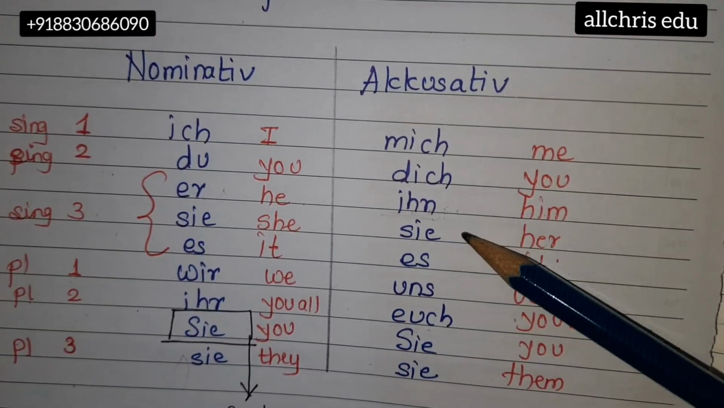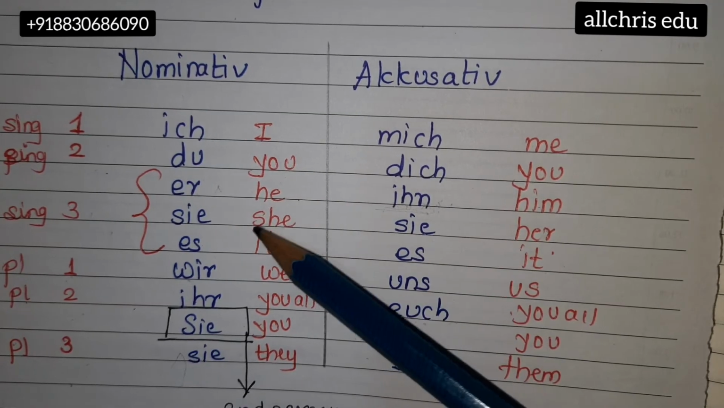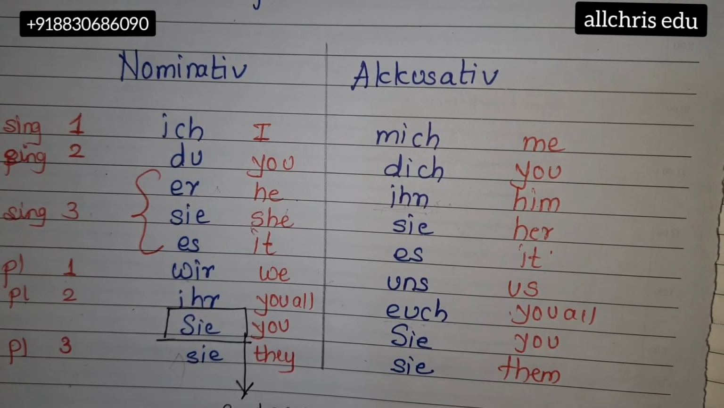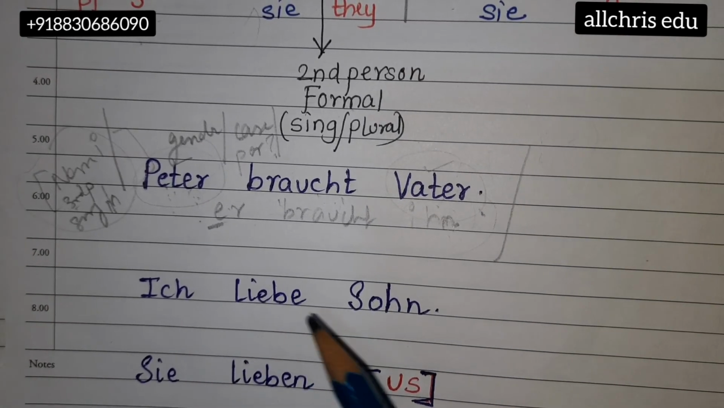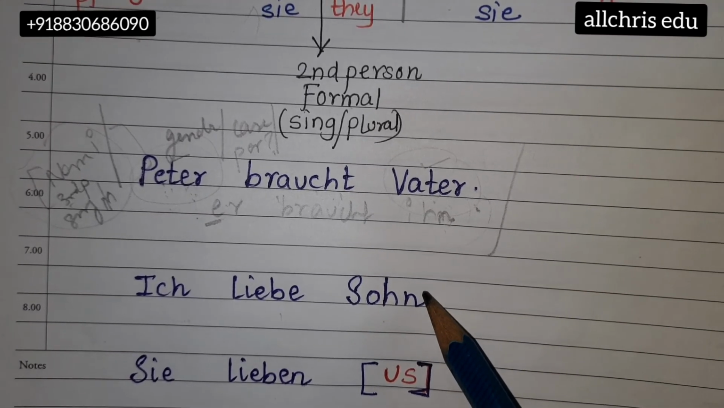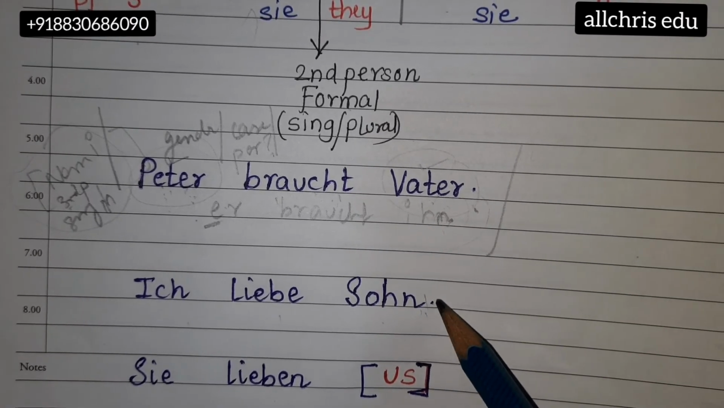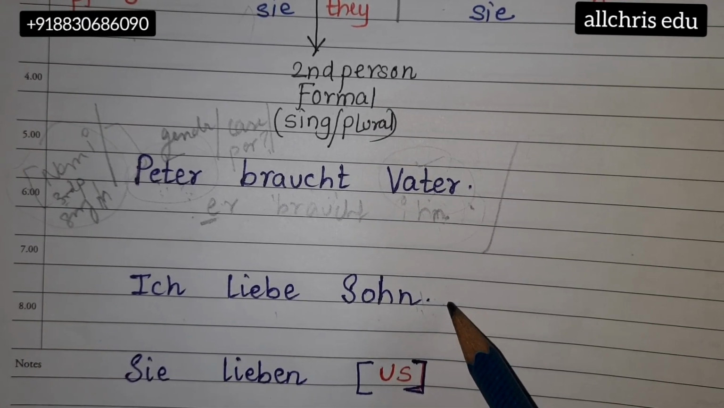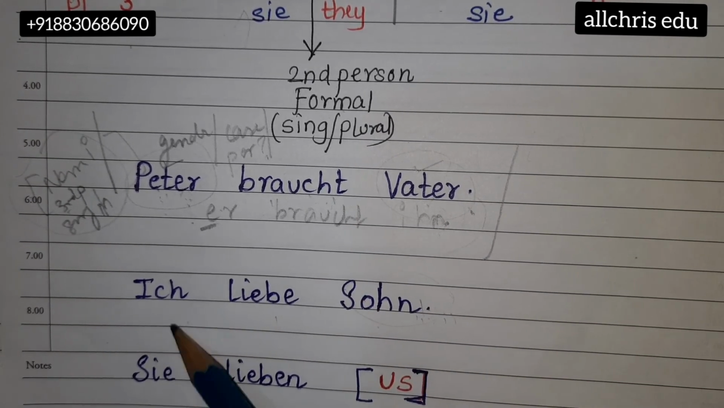But students, though here some words look similar to the nominative case, the meanings are different, like sie. The meaning of sie here is she, the meaning of sie here is her. So you have to be careful whether the case is nominative or accusative. In the same manner, ich liebe Sohn. So I love son. Sohn means son. So now you decide, is Sohn a doer or are we doing action on Sohn? And if we are doing action on Sohn, what is the case? Then what is the person? And what is the gender? And according to that, what will be the pronoun over here? So ich liebe dash.